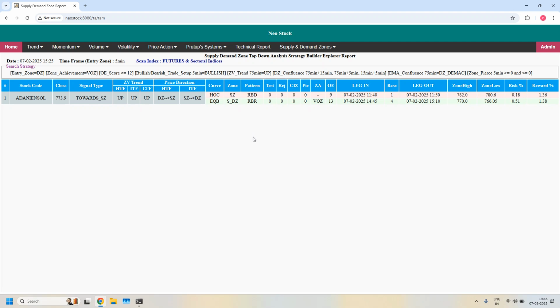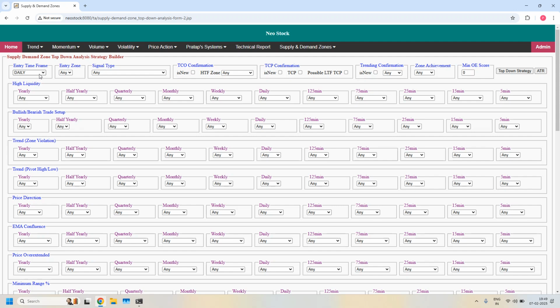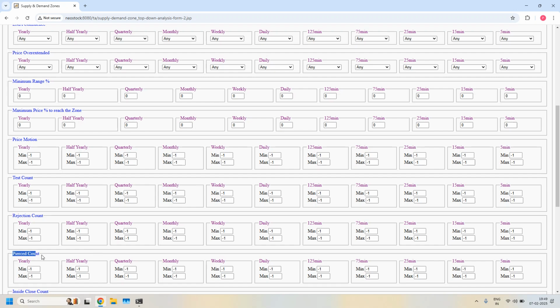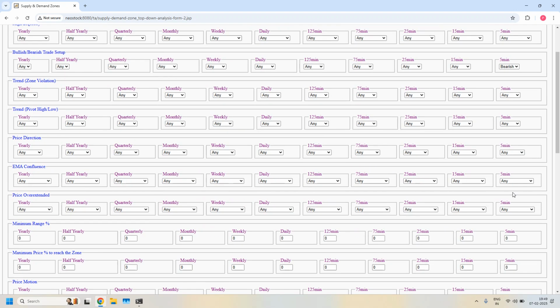Okay, this is the bullish trade setup for hourly income trade. Next, bearish trade setup for hourly income trade. Entry time frame is 5 minutes. Entry zone is supply zone. In bullish or bearish trade setup, at 5 minutes time frame, I am selecting bearish. And we need to set 3 filters on 5 minute supply zone. First one is 5 minute supply zone should not be pierced. So in the pierced count, at 5 minutes entry time frame, I am setting minimum value 0, maximum value 0.